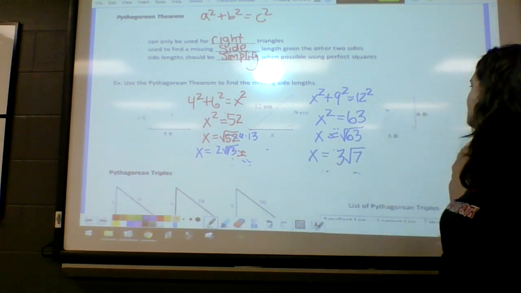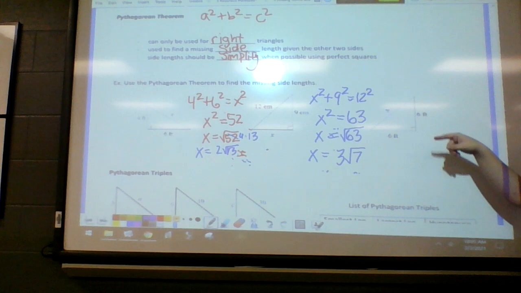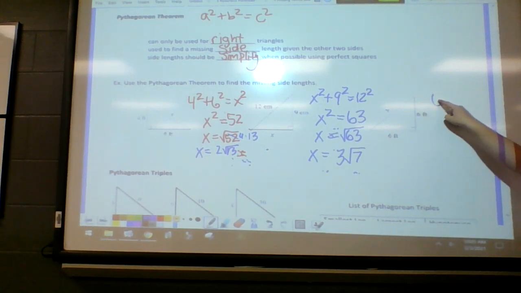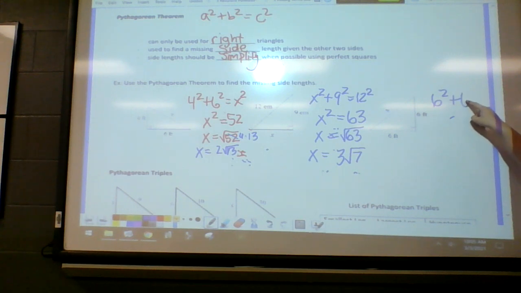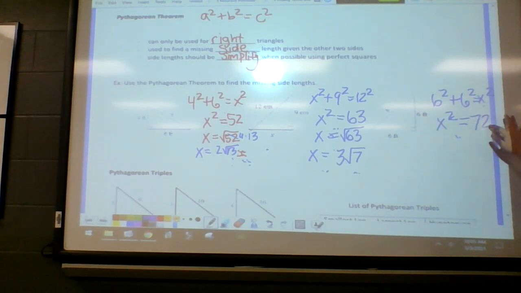Perfect. And then last but not least, this is actually a very special triangle. It's a right triangle, but it has two side lengths that are the same, right? And so we're actually going to talk about this in more detail. But you can just use the Pythagorean theorem. 6 squared plus 6 squared equals x squared. So it ended up being x squared was 72, right? And so when you simplified, x got 2 square root of 18.